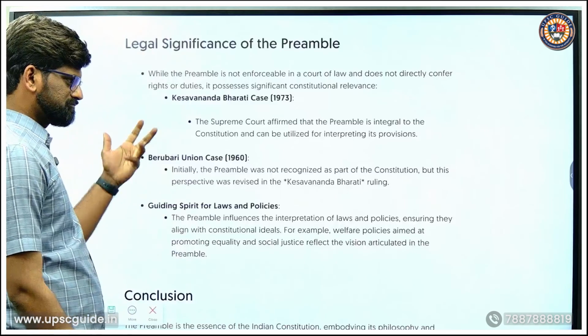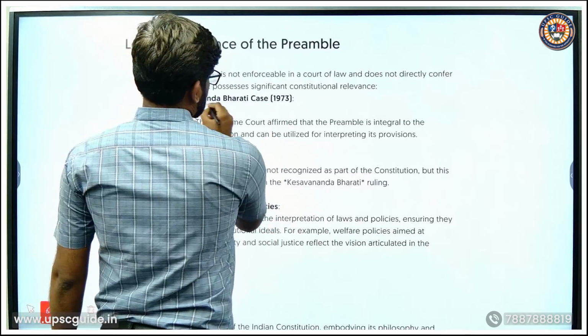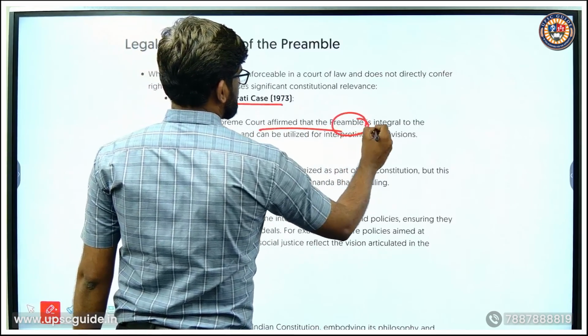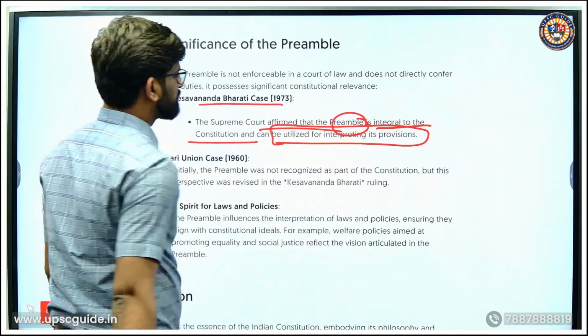Legal significance: we have already seen in Kesavananda Bharati that the Supreme Court confirmed that the preamble is integral to the Constitution and can be utilized for interpreting the provisions.